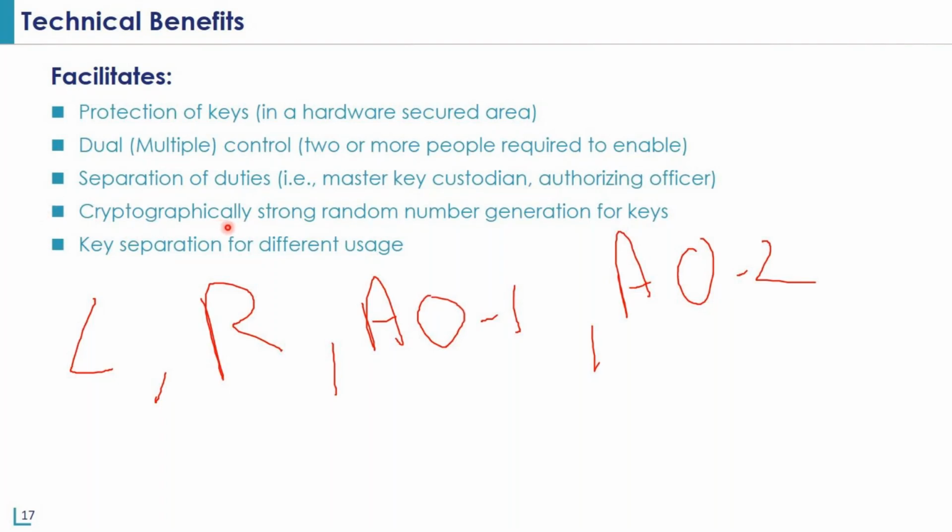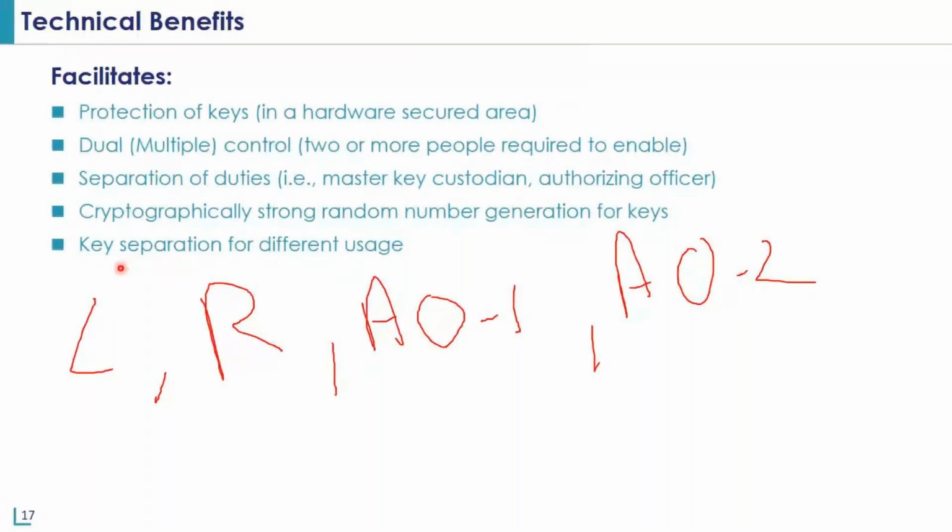The keys which you will be generating on your PayShield 10K are cryptographically strong because of the FIPS approved random number generator. You have key separation for different usage. You have your LMKs. LMKs will be encrypting your zone master key. If you have an ATM terminal, you have a terminal master key. If you want to encrypt a pin, there is a pin encryption key. If you want to authenticate, there's a separate key for that. If you want to encrypt your data, there's a separate key for that. So you have different key separation for different usage. This is a very good advantage of PayShield 10K.